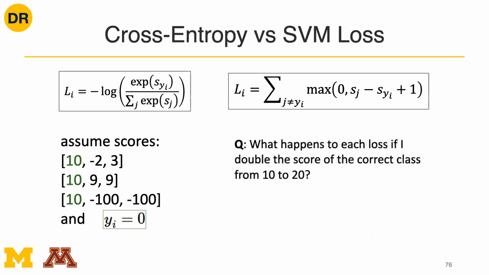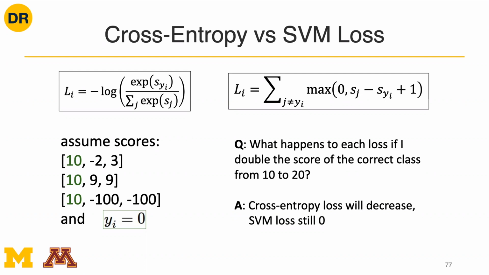Okay, one more question. What happens to each loss if you double the score of the correct class from 10 to 20? Will something happen? Not for SVM. For the cross entropy, there's going to be a change, right? We're expecting the loss to get better, which means decreasing. Yeah, so the loss is decreasing, which means it's getting better.